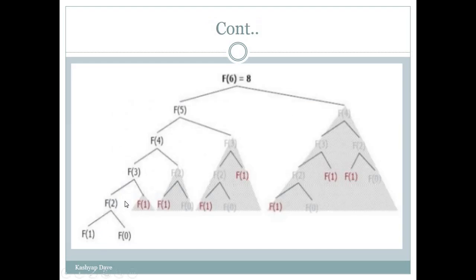If we want to find our f2, then we will need f1 and f0. If we want to find our f3, then we will need f2 and f1, so we will add f2 and f1 to make our f3. If we want to find our f4, then we will need f3 and f2. Here we will not calculate f2 again. f2 comes from f1 and f0, but we will not calculate this again.